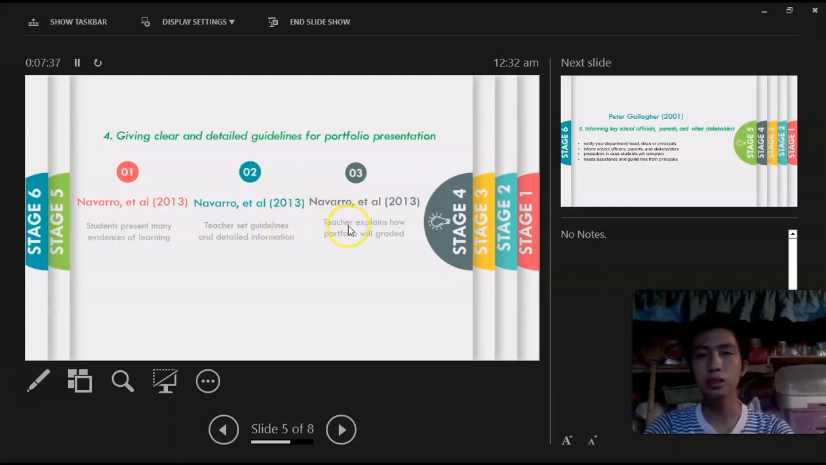The third is that the teacher explains how the portfolio will be graded. The teacher needs to explain how it will be graded, along with the rubrics. It must be clearly explained, because confusion will arise if the teacher does not clearly state the guidelines of portfolio assessment. That is why it is important to provide students with the rules and guidelines in portfolio presentation.